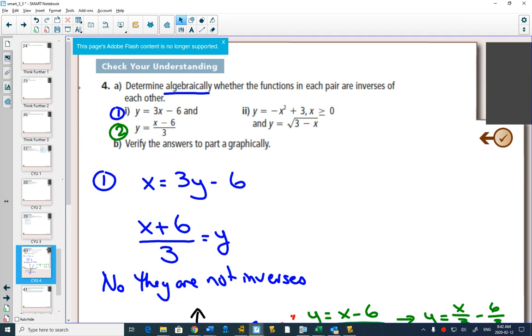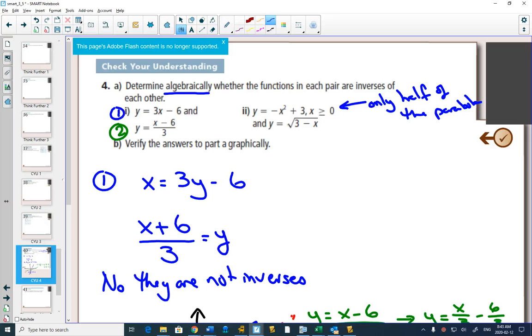So let's look at the second one. The second one, we've got a parabola and a square root graph, but with the parabola, we have a domain restriction. So this part here is telling us that we only have half of the parabola, only when x is bigger than or equal to 0.